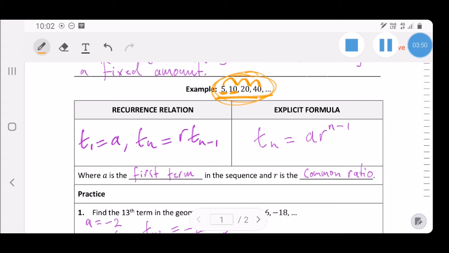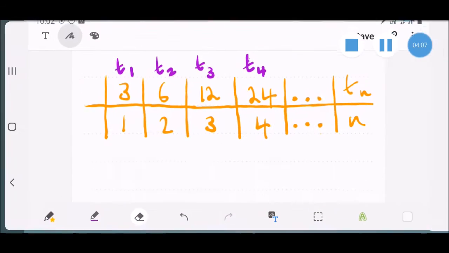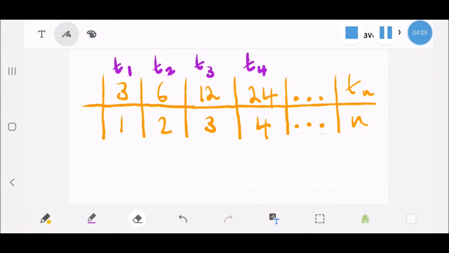Alright, so what about the explicit formula? Well, the explicit formula is that the nth term, Tn, equals A multiplied by r to the power of n minus 1. Now that n minus 1 confuses people a lot. So we can flick over here for a moment and talk about that, break it down a little bit and talk about that in a little bit more detail.